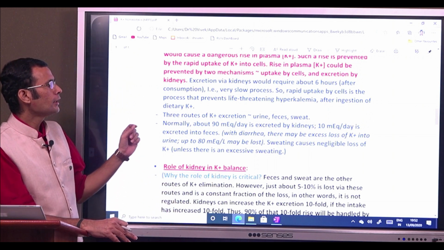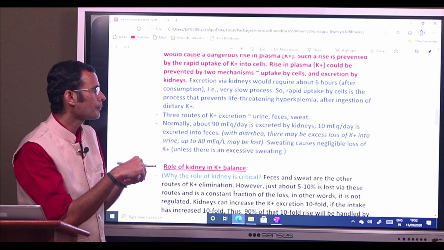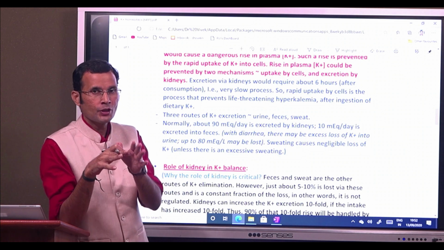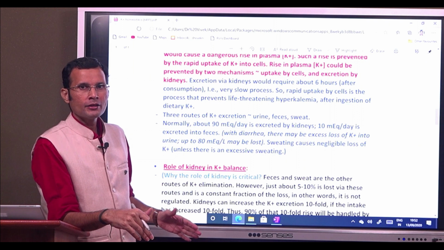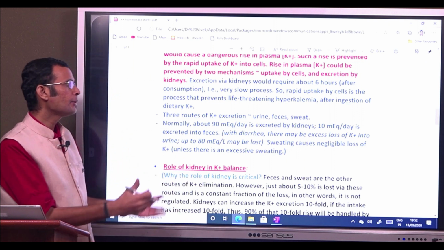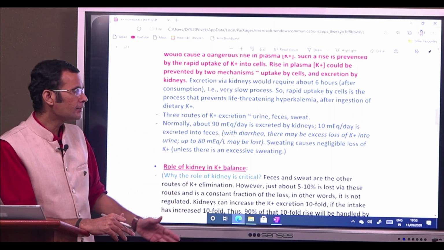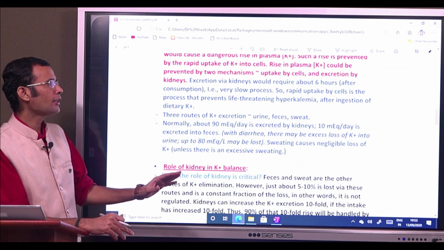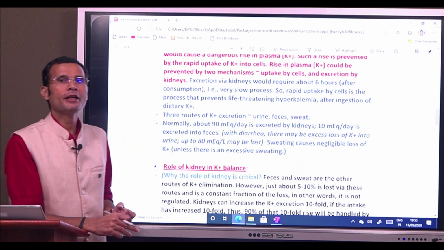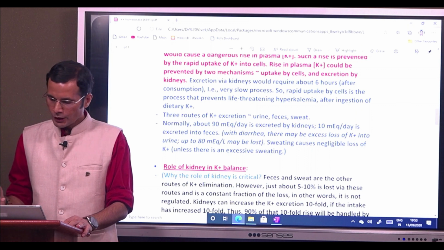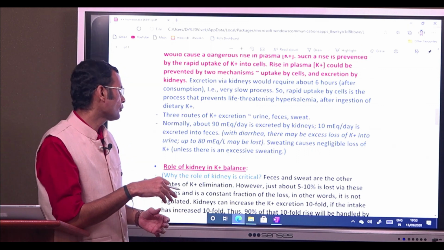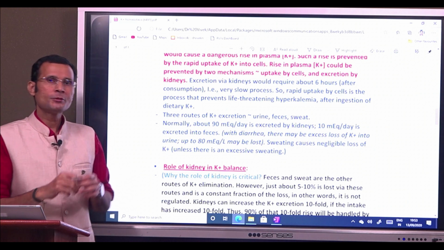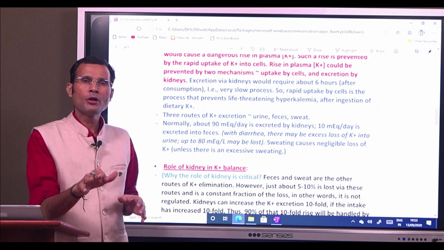Normally about 90 milliequivalents per day is excreted by the kidneys. We have consumed 100 milliequivalents per day. Out of that, 90% or 90 milliequivalents are excreted by the kidneys, and just about 10 milliequivalents per day is excreted into the feces. Right. And some of it is also in the sweating. Of course, this amount can slightly change.